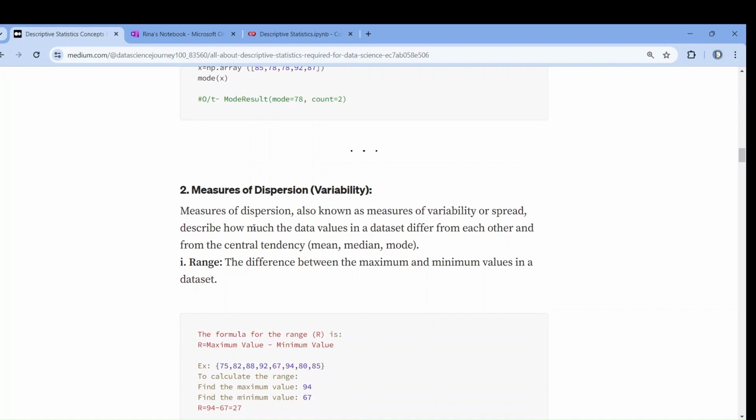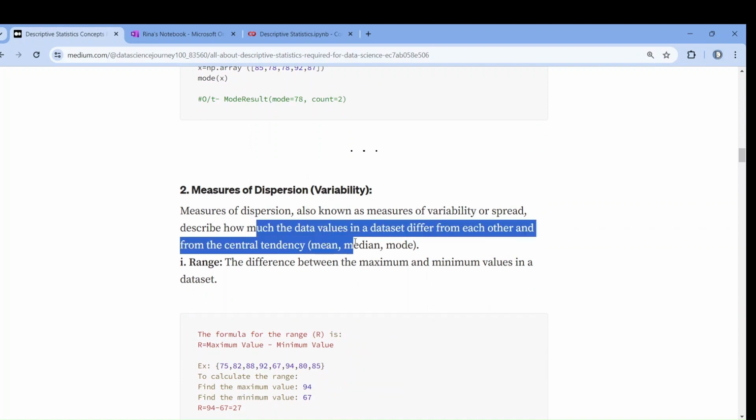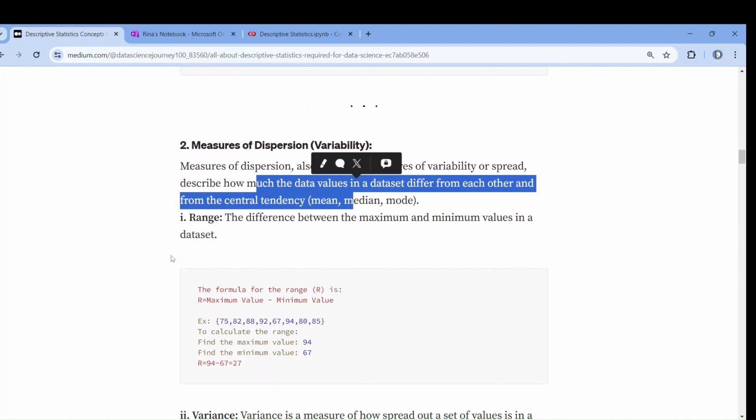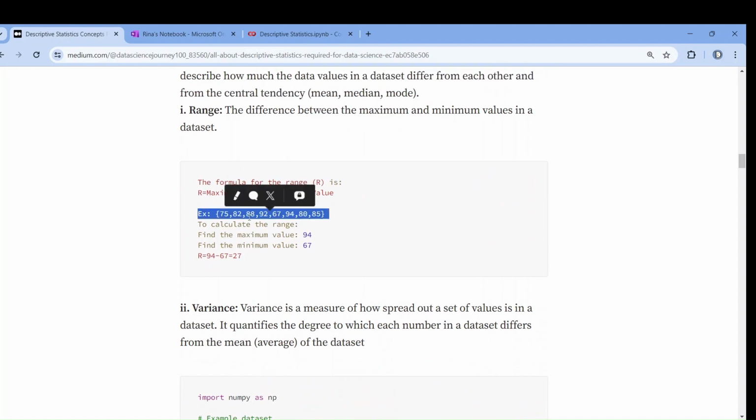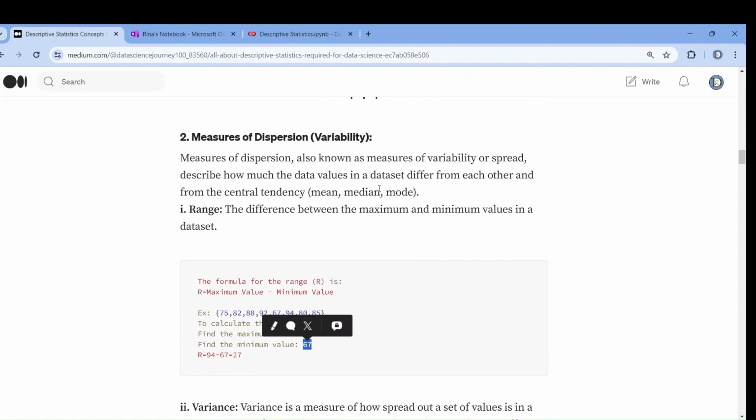So we can say how much the data values in a data set differ from each other, or differ from central tendency. Fine. So how can we calculate this? First one is range. Range gives you the maximum value and the minimum value, and finds the difference between them in a data set. Here you can see there is a data set. First you have to find the maximum value, the minimum value, then the difference. That is what is known as range.